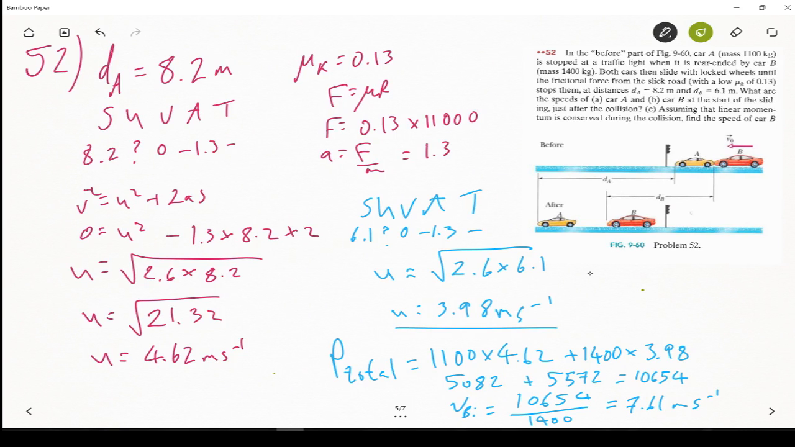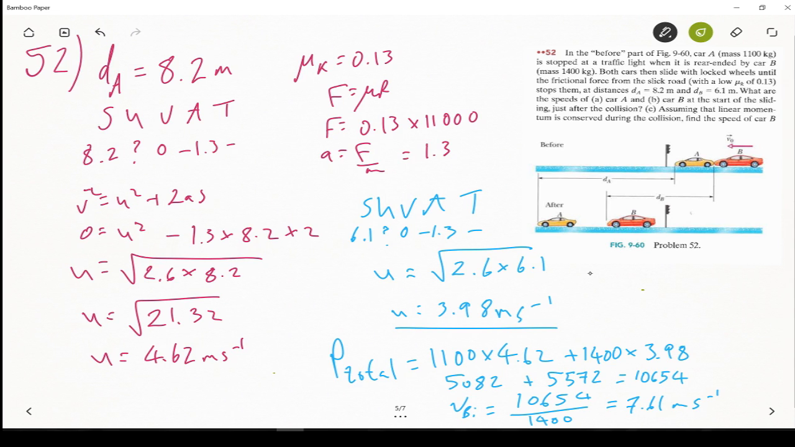Okay, here's a question that I answered earlier, so I'll go through the workings now. You can read the question over here. So, the question is, what is the speed of car A, the first part of the question, at the start of sliding just after collision.